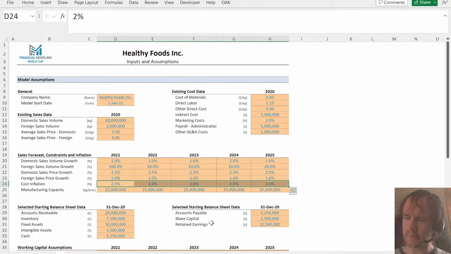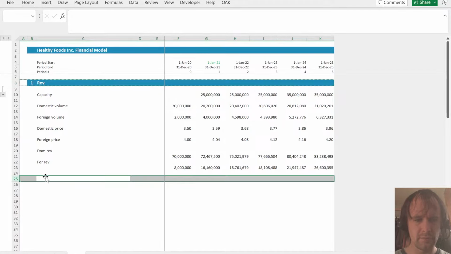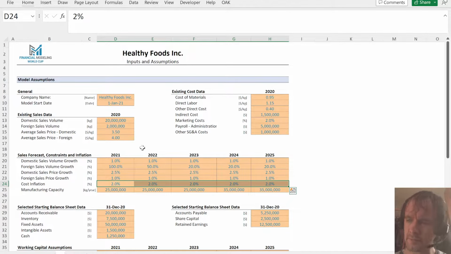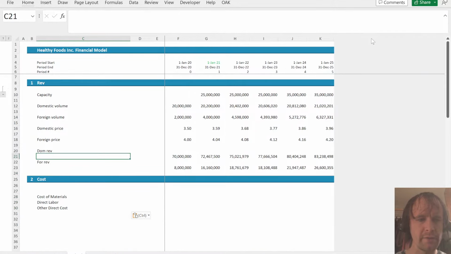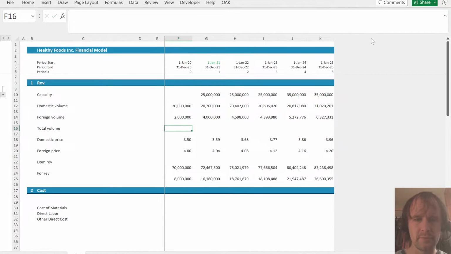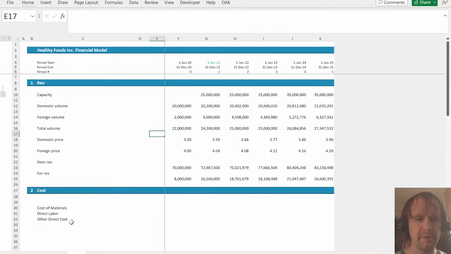Okay, so next thing is costs. Okay, so we've got three kinds of costs. We've got the question materials printed here. Three kinds of costs: material, direct labor, other direct costs. Where are these? Those are here. Oh, and I'm going to need somewhere here total volume actually produced, which is the sum of those two. Okay, happy days.